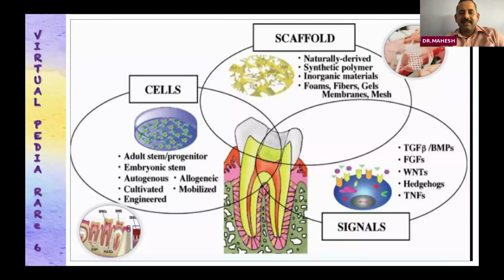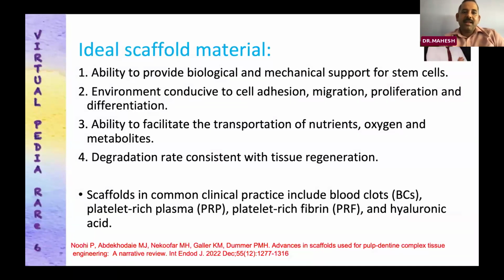So scaffolds, a short note. Scaffolds can be a naturally derived scaffold or a synthetic scaffold. We have inorganic foams, fibers, gels, mesh. So there are multiple scaffolds which we can use in regenerative endodontics. Cells also, we see a lot of cells: stem cells from the apical papilla, stem cells from dental pulp. So multiple stem cells can be used, which help in regenerative endodontic procedures.